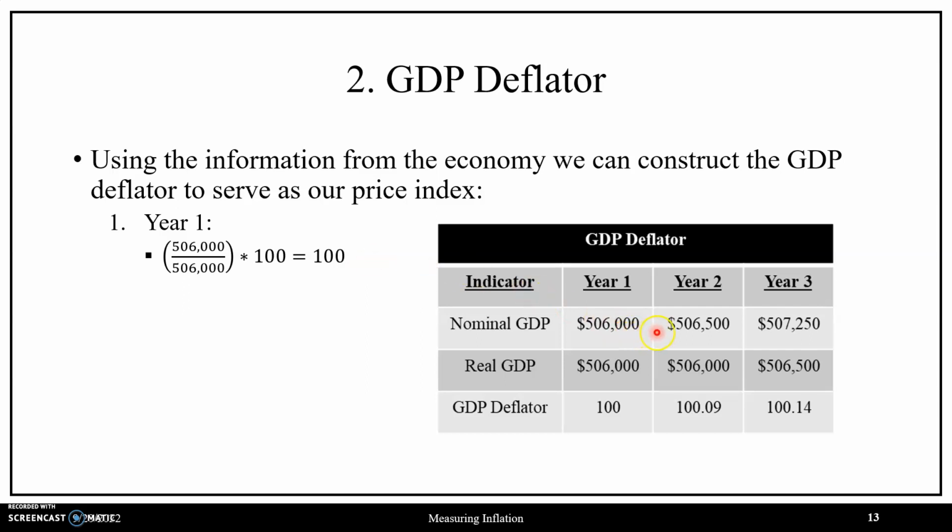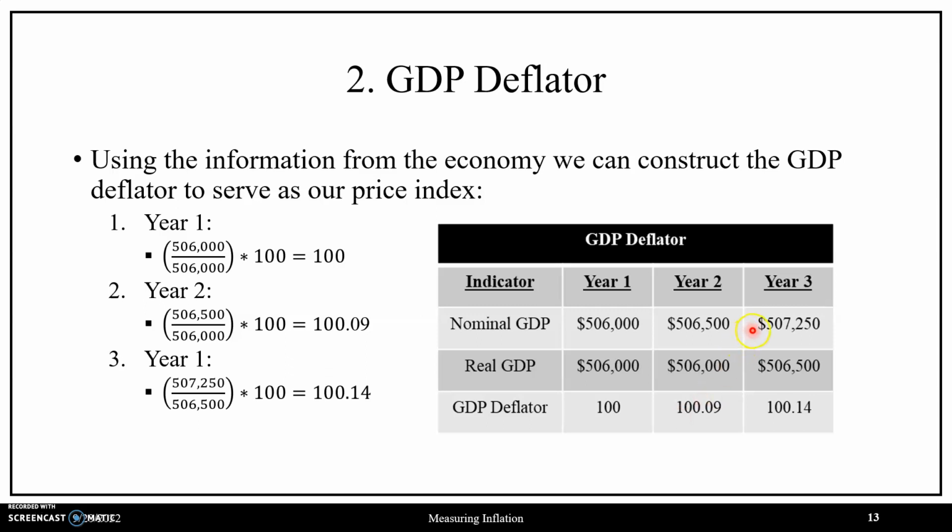Now, proceeding on to year 2, the GDP deflator is going to be the ratio of 506,500 divided by 506,000, all scaled by 100, giving us a value of 100.09, as we see in our table below. Then lastly, for year 3, our GDP deflator value is going to be 507,250 divided by 506,500, all scaled by 100, which will yield a value of 100.14, as we see in our table.